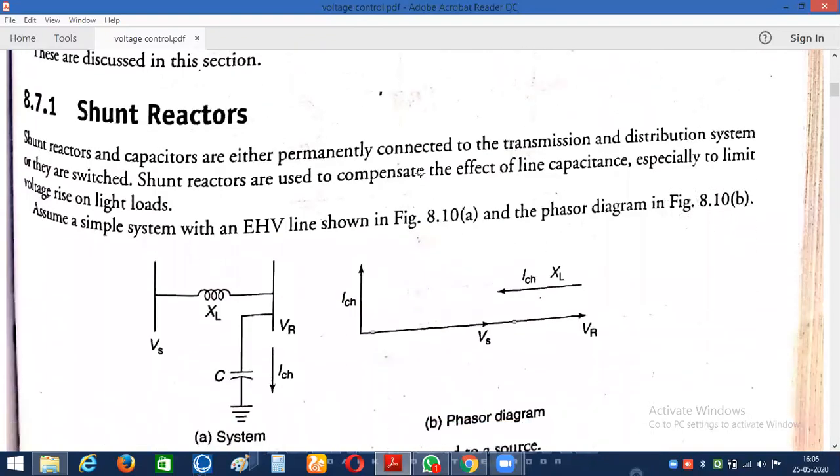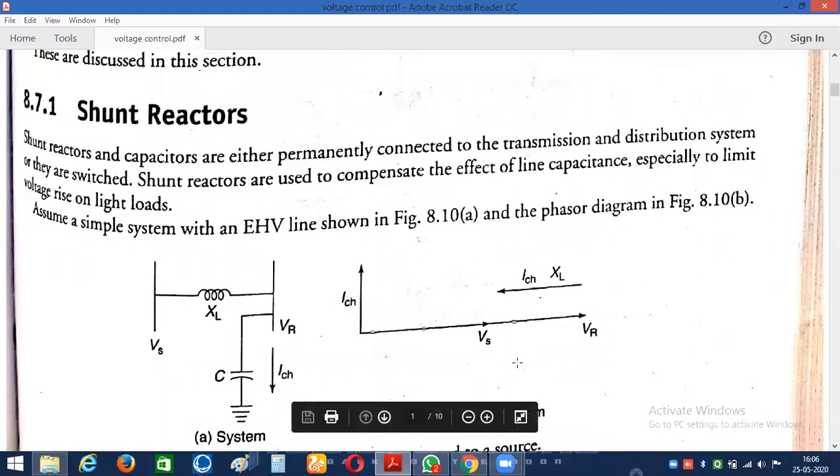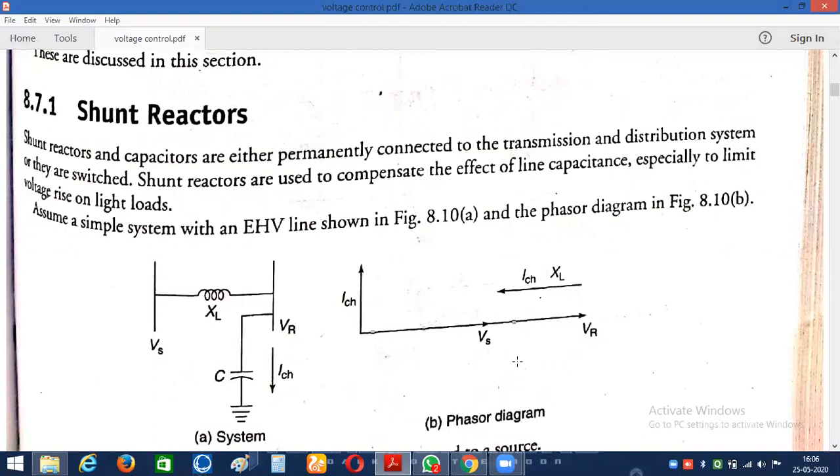Firstly, we will discuss the shunt reactors. That means using the shunt reactors, how we can control the voltage by injecting reactive power. Okay. The shunt reactors and the shunt capacitors are usually connected permanently to the transmission or distribution system, or switched-type reactors or capacitors can also be used. It is based on the requirement.